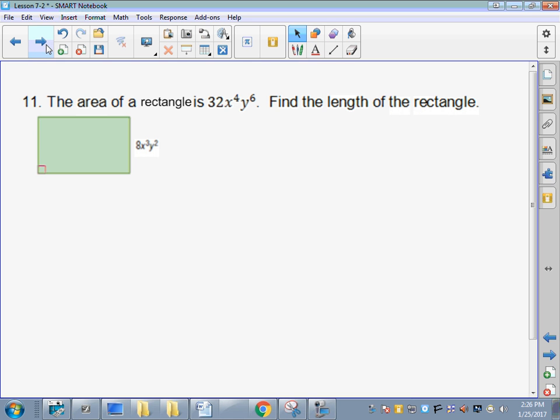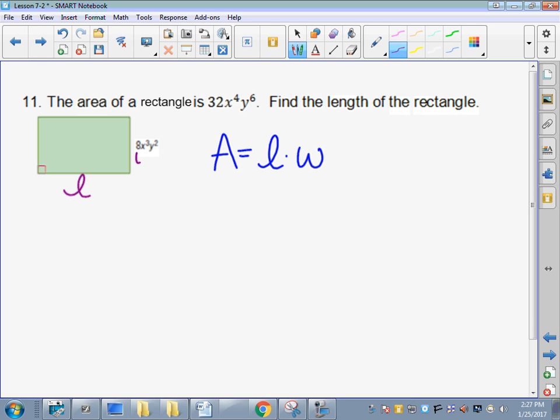Let's talk about this area of a rectangle. The area of a rectangle is 32, x to the 4th, y to the 6th. Find the length of the rectangle. Well, hopefully you know that area is length times width. And it looks like this is what we're looking for, and this is the width. But it tells us the area, right? So how are we going to figure out what the length is if we know that this is 8x to the 3rd, y to the 2nd, and this is L, what we do not know?